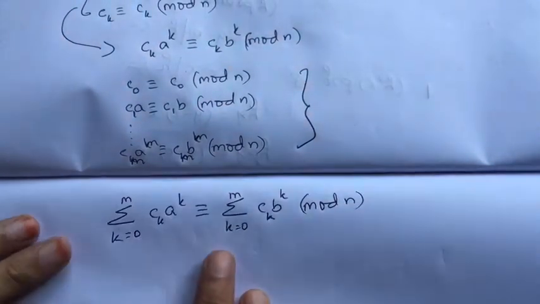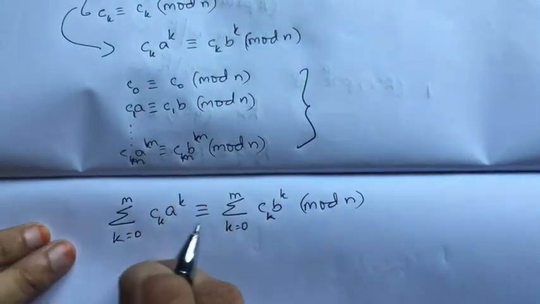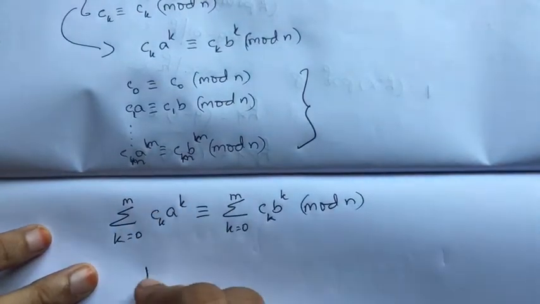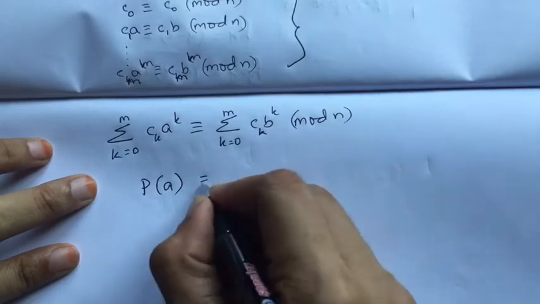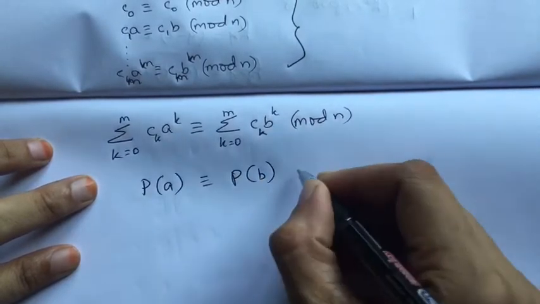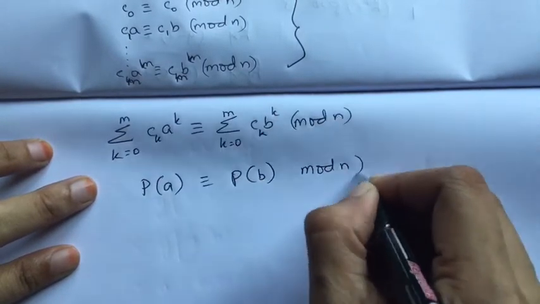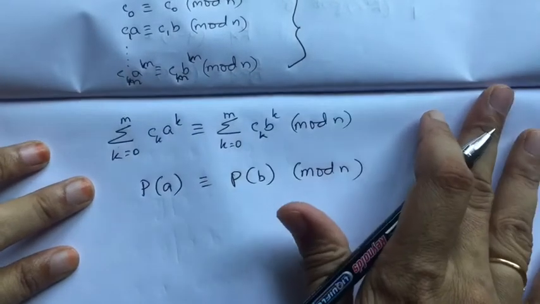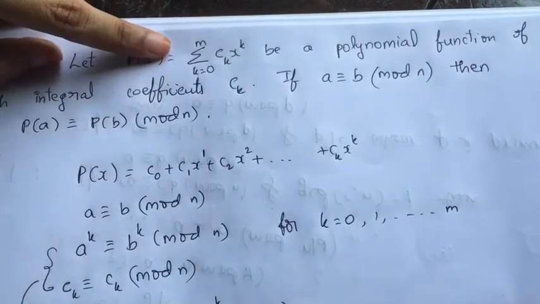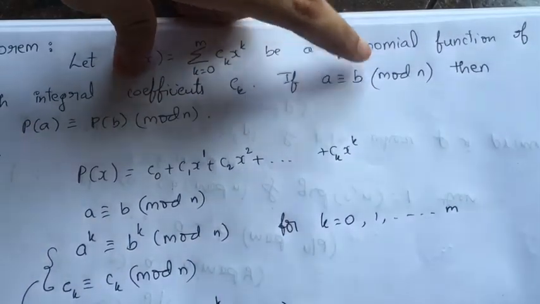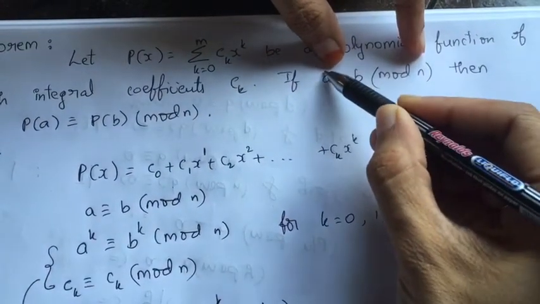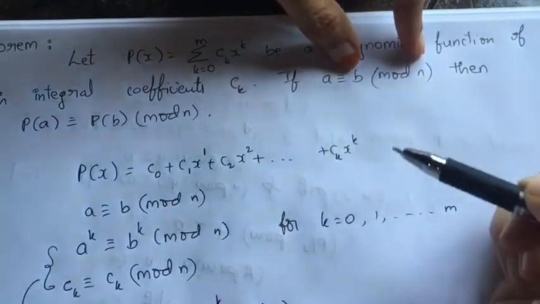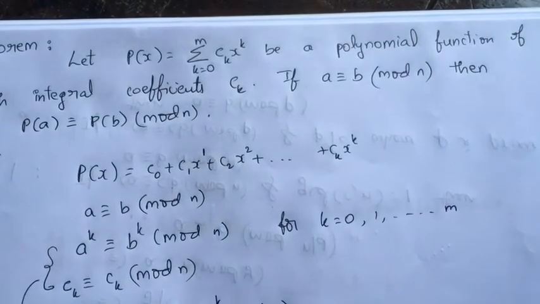Or in different notation, I can write this as a polynomial function of a. So p of a is congruent to p of b mod n. That is what we have to prove. So if any integer is written in the polynomial function and a is congruent to b mod n, then the polynomial function of a is congruent to the polynomial function of b.